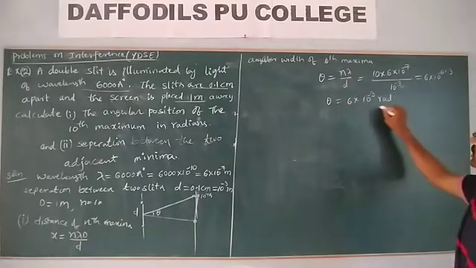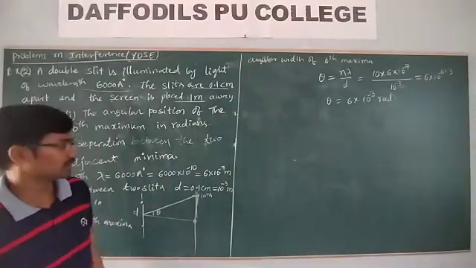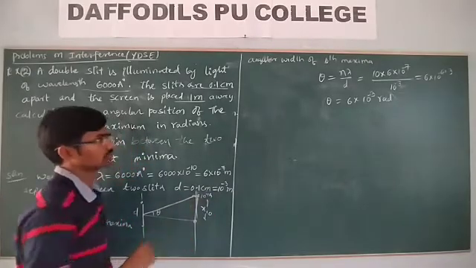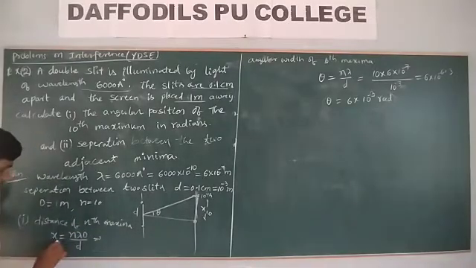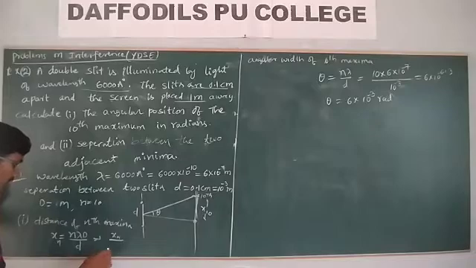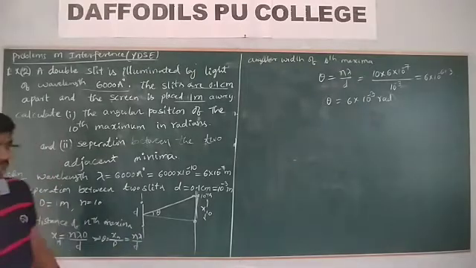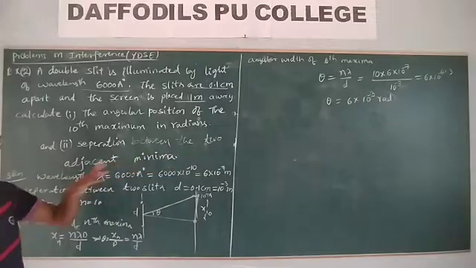So this is the angle of the 10th maxima. From x10, x_n by capital D is equal to theta, which is n lambda by small d. And moreover, they are asking to find the separation between the two adjacent minima.